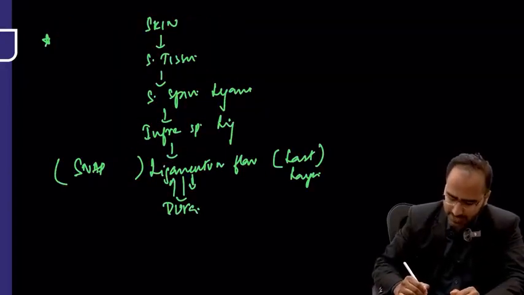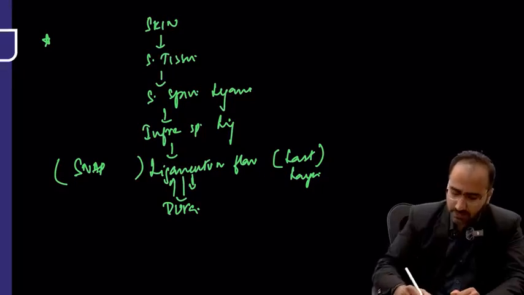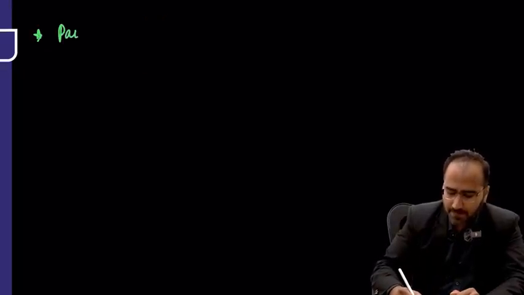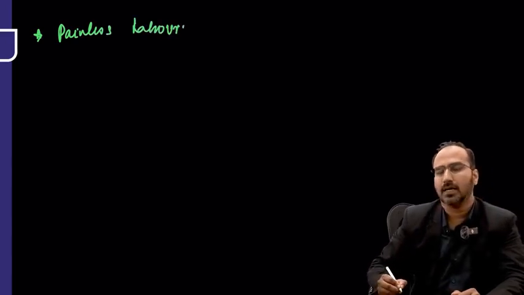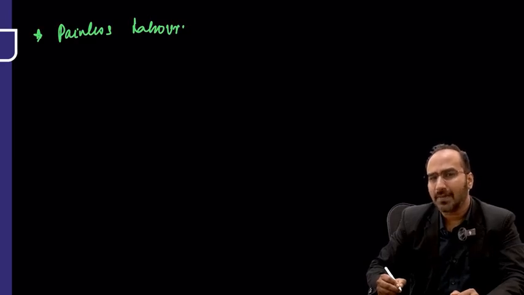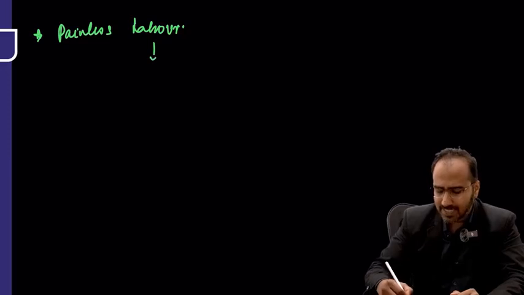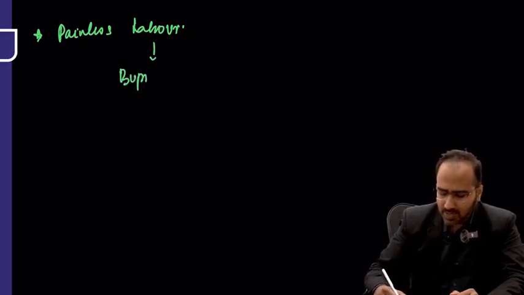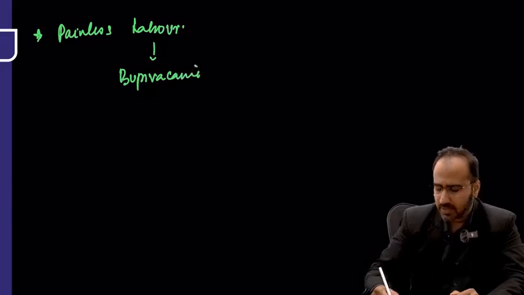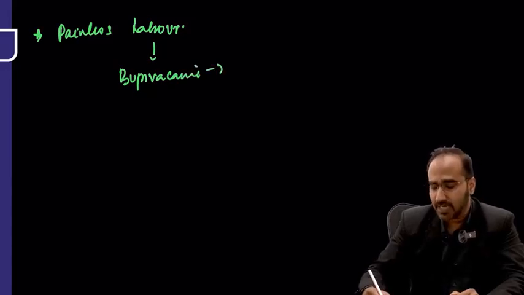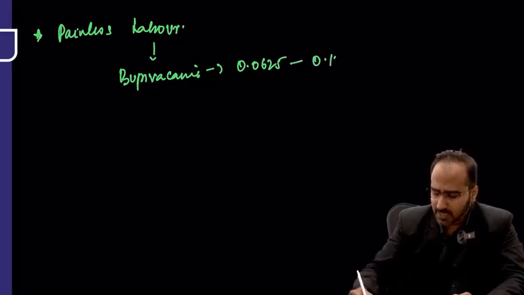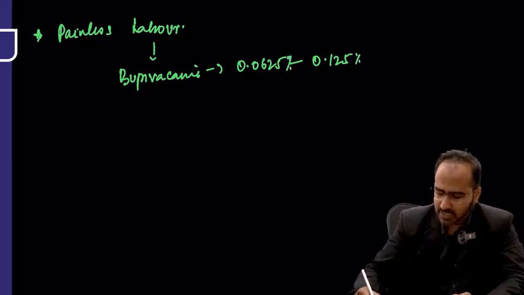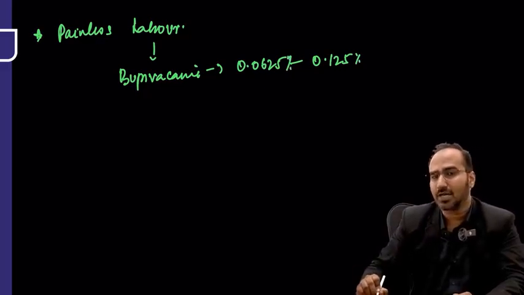There are two more indications, guys. Epidural anesthesia can also be used for painless labor. For painless labor, we place an epidural catheter, and after placing the catheter, we give a drug called bupivacaine. In what concentration do we give it, guys? We give bupivacaine in a very low concentration, that is 0.0625 to 0.125%. You give the drug in this concentration.